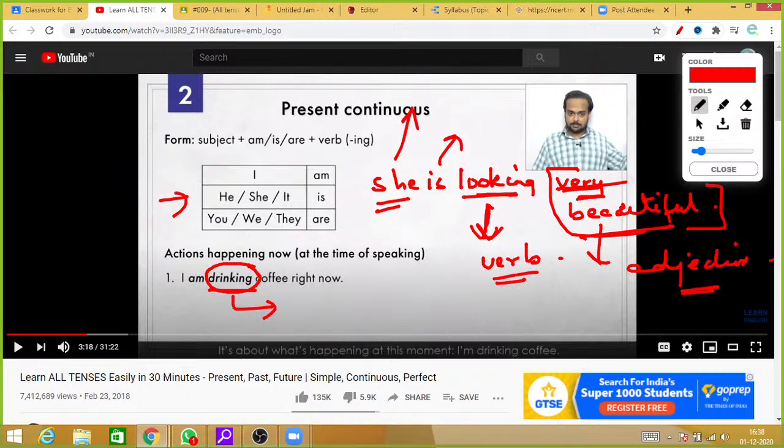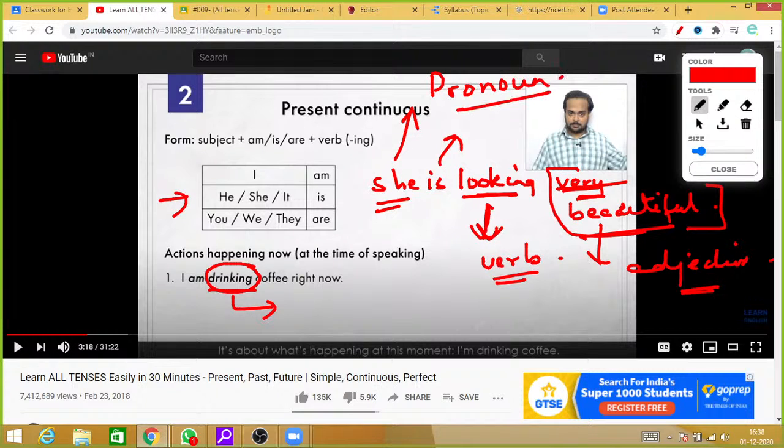What part of speech is she? Who will tell me? Who will tell me which part of speech is she? Yes, Ritvik? Yeah, but noun would have been... this is a pronoun. Why?